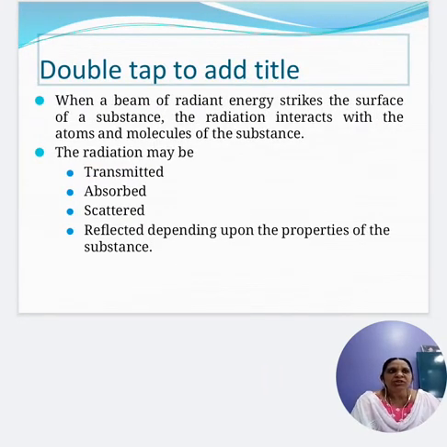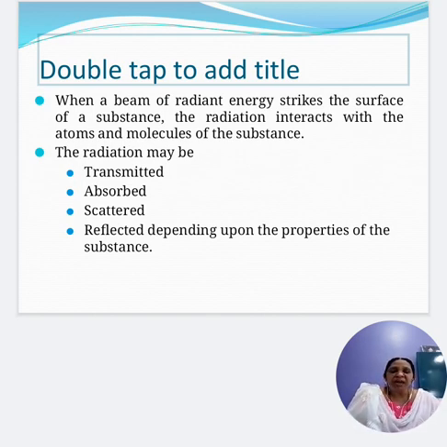So what is the next topic? When a beam of radiant energy strikes the surface of a substance, the radiation interacts with the atoms and molecules of the substance. So when a beam of electromagnetic radiation, or radiant energy, strikes the surface of a substance, this radiation interacts with the atoms and molecules of the substance.